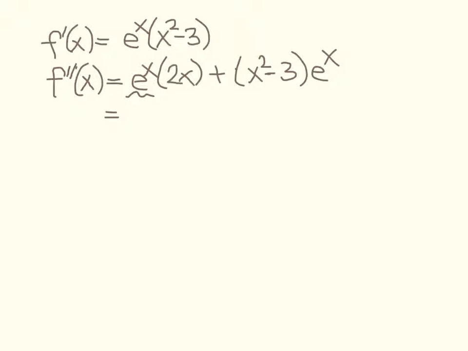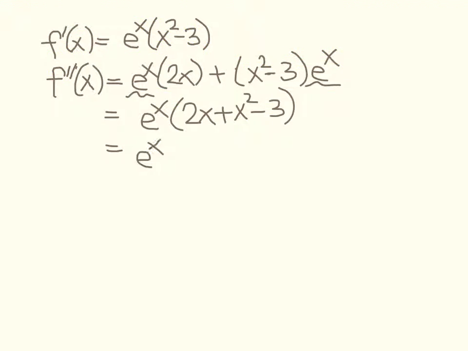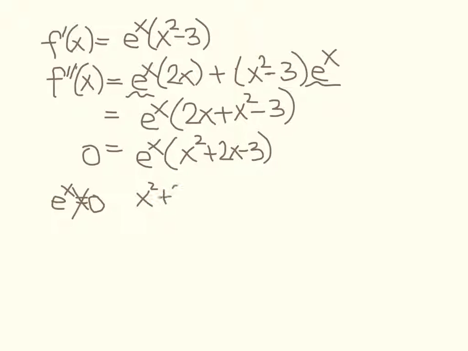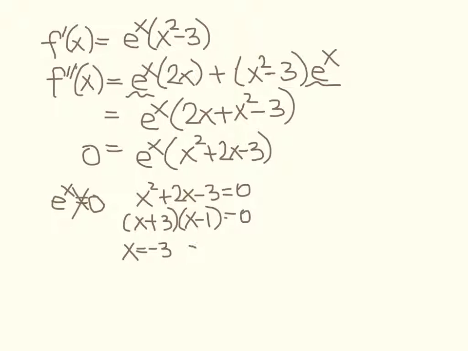And so I'll clean this up. I notice they both have a common e to the x. So I'm going to factor out e to the x, and it's going to be multiplied by 2x plus x squared minus 3. So if I just put that in the correct order, because that's how I roll, x squared plus 2x minus 3. Now we're trying to find out when this derivative is negative, so we'll set it equal to 0 and find the critical points. Well, looking at each factor, we know that e to the x will not be equal to 0. Now x squared plus 2x minus 3, setting that equal to 0, looking for that critical point. So that would factor to x plus 3, x minus 1 equals 0. So then my two critical points are negative 3 and 1.